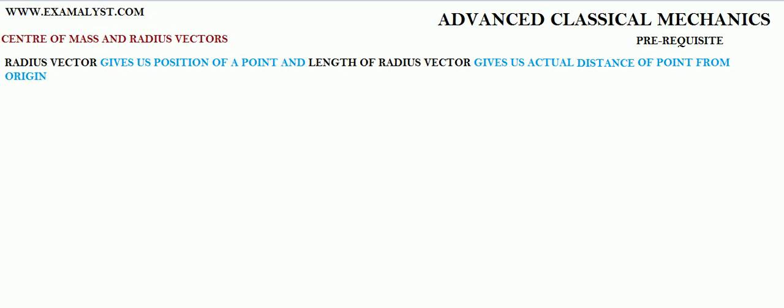So from our last lecture on radius vector, we learned that any point can be represented by a vector called the radius vector r, and the modulus of r, which is called the length of the radius vector, gives us the distance of the point from the origin. Agreed? Now we'll continue our discussion on center of mass.